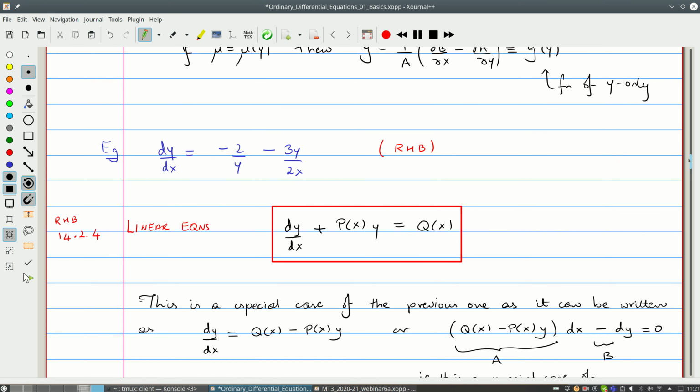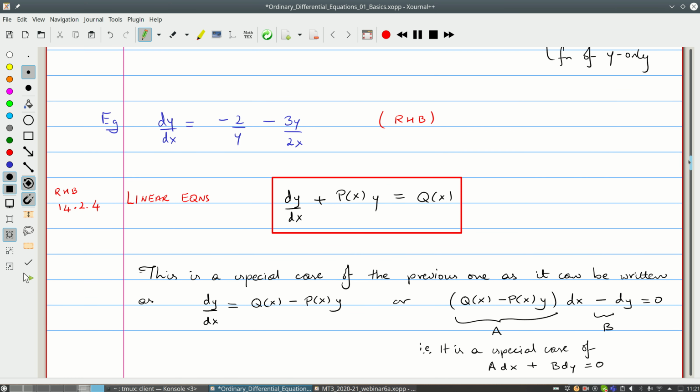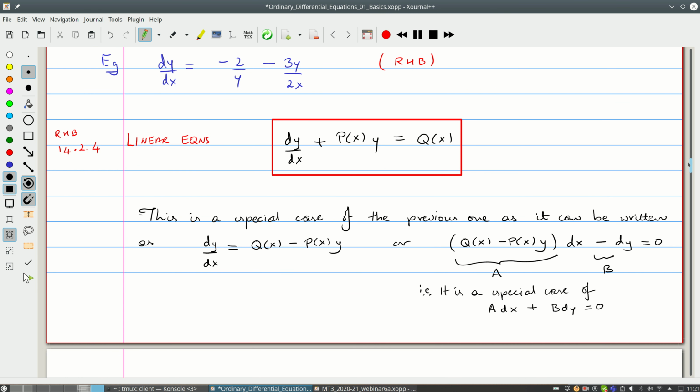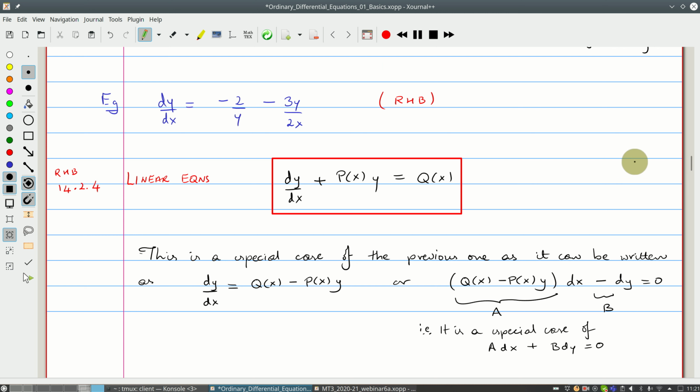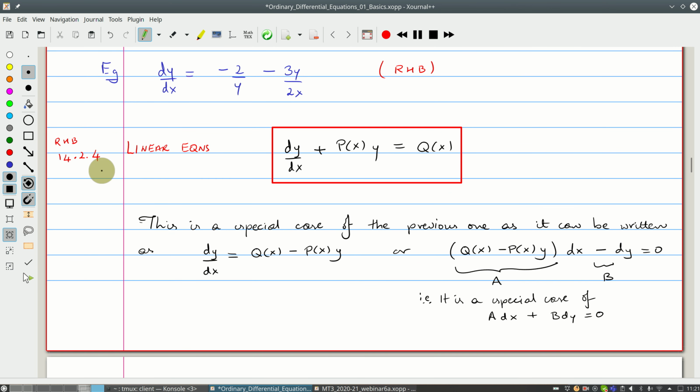Okay, let's move on. So we look at examples when we meet in the live sessions, but now I'm going to move on. I expect you to actually go back to Riley's book and work through the examples yourself and then compare it to what they have done in the book. Now we move on to linear equations.